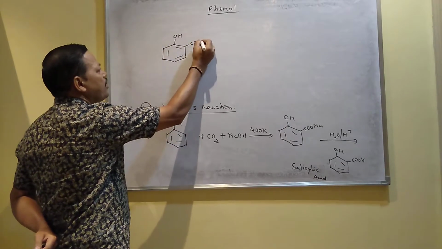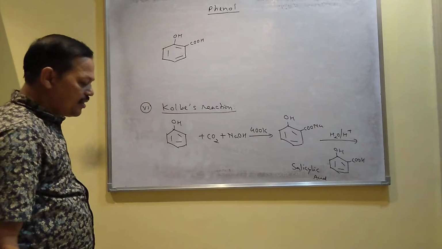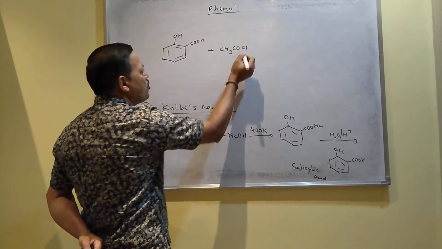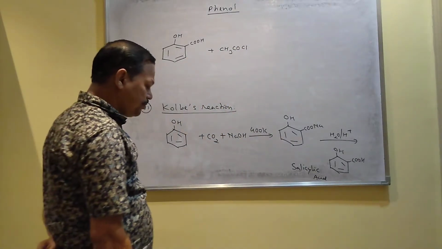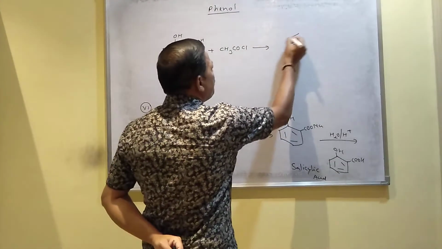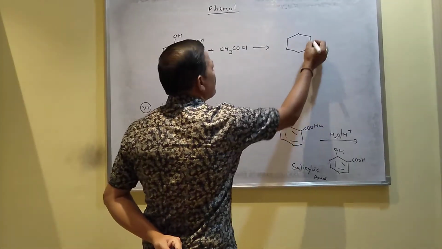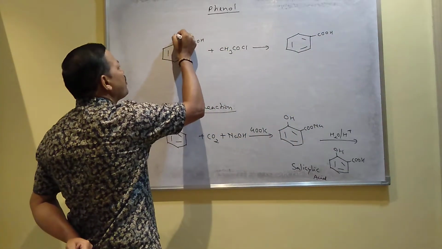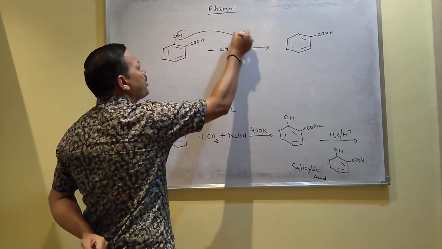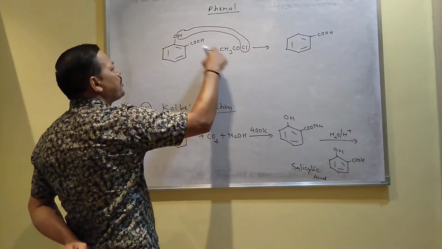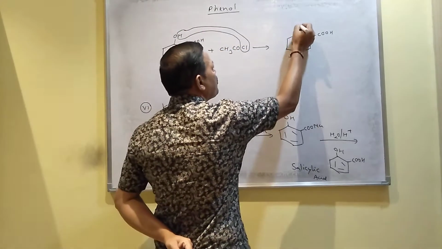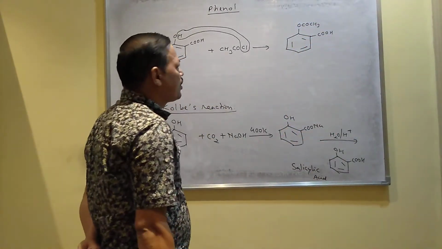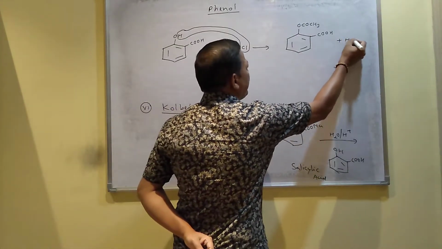This is very important. When salicylic acid reacts with acyl chloride or ethanoyl chloride, which is also used in Friedel-Crafts reaction, then it produces a compound. COH will be present here. This hydrogen combines with this chlorine and they will make HCl, and this part combines with oxygen and it becomes OCOCH3. The side product will be HCl.